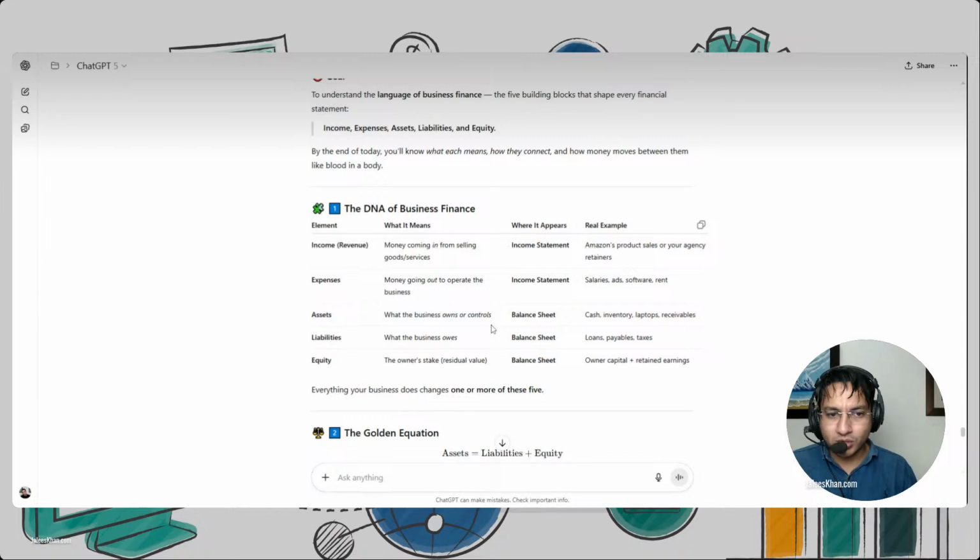Assets: what the business owns or controls. These come in the balance sheet: how much cash you have, how much inventory you have, laptops and receivables. Then liabilities: what the business owes. Like if I am renting a machine, that becomes a liability on me. Or if I have a loan, I have to repay it, or there is interest on it, so it's a liability.